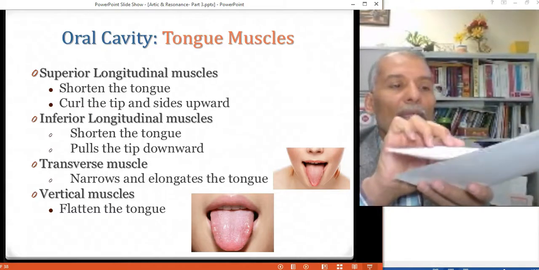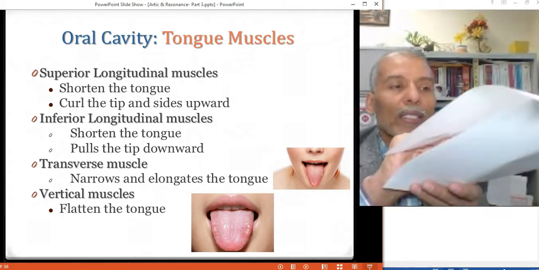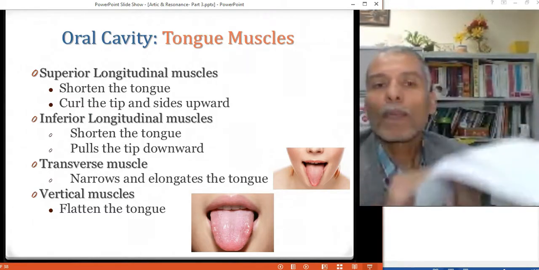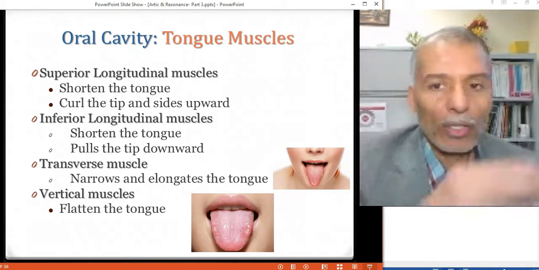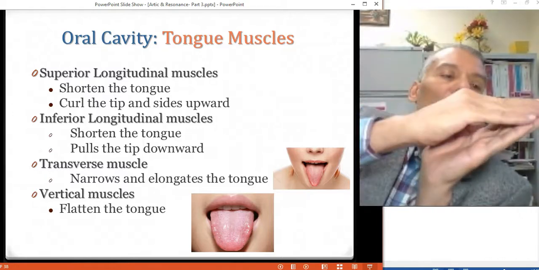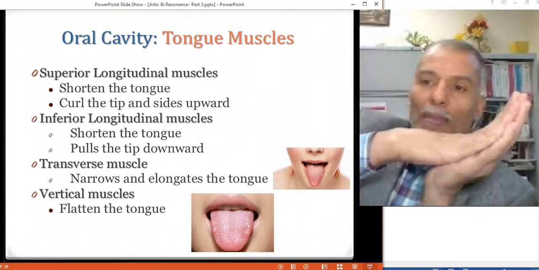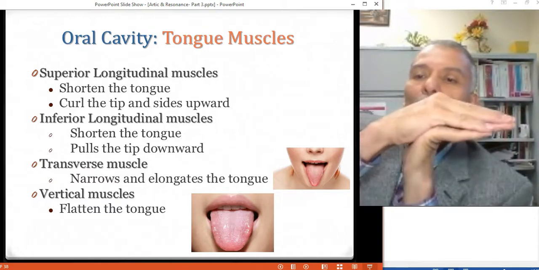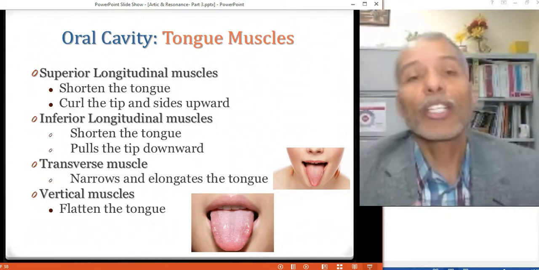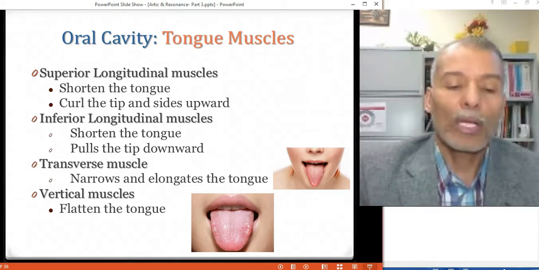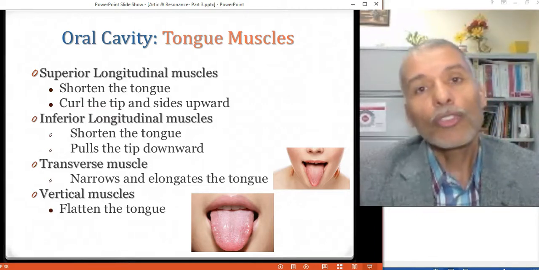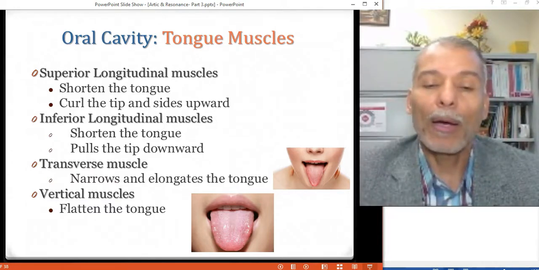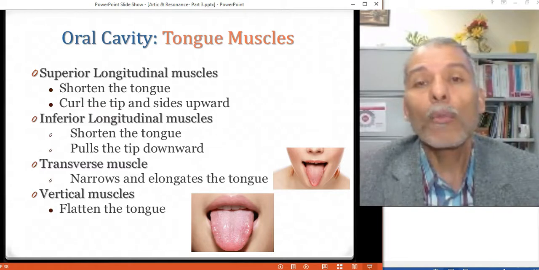And when the inferior muscle contracts, it's going to lower or bring the tongue tip lower. So they reverse the function of each other. Contraction of the superior is going to elevate the tongue tip, and contraction of the inferior muscle is going to bring the tongue tip down. So you can imagine now that the superior longitudinal muscle contributes to alveolar sounds and to palatal sounds.